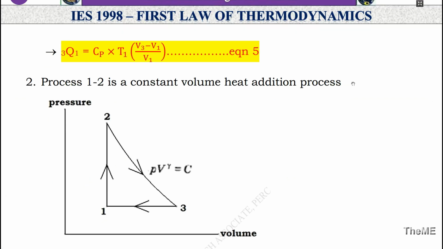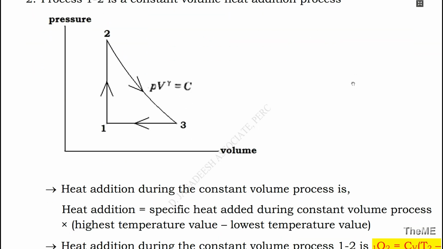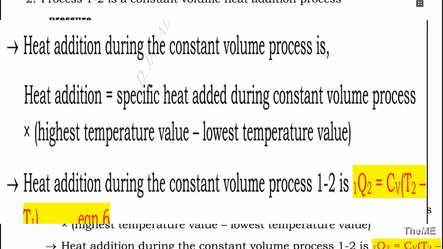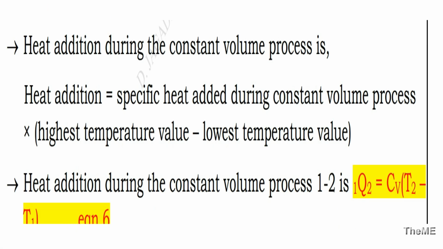Now we will deeply dive into the process 1 to 2. So the process 1 to 2 is a constant volume heat addition process, and the formula for heat addition during the constant volume process is heat addition is equal to specific heat added during constant volume process into highest temperature value minus lowest temperature value. So in process 1 to 2, heat addition is Q1 to 2, highest temperature value is T2, lowest temperature value is T1, and specific heat added during constant volume process is CV.